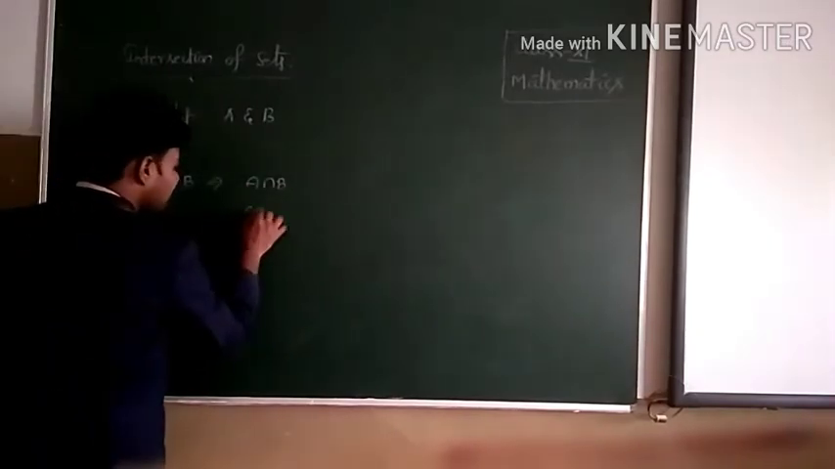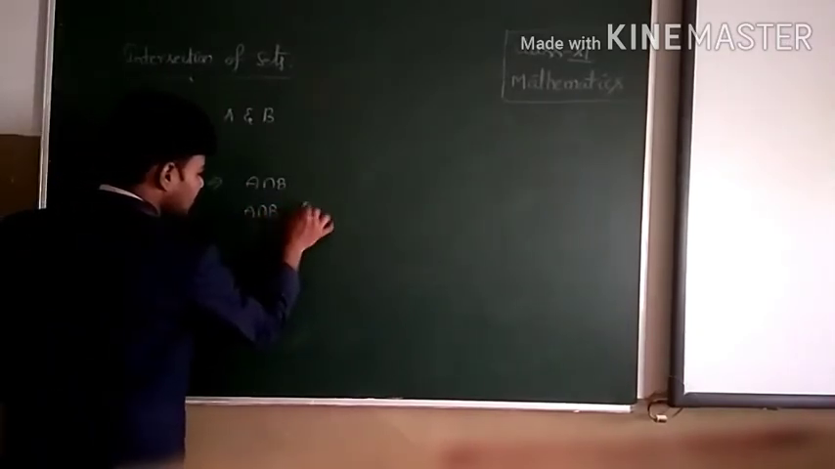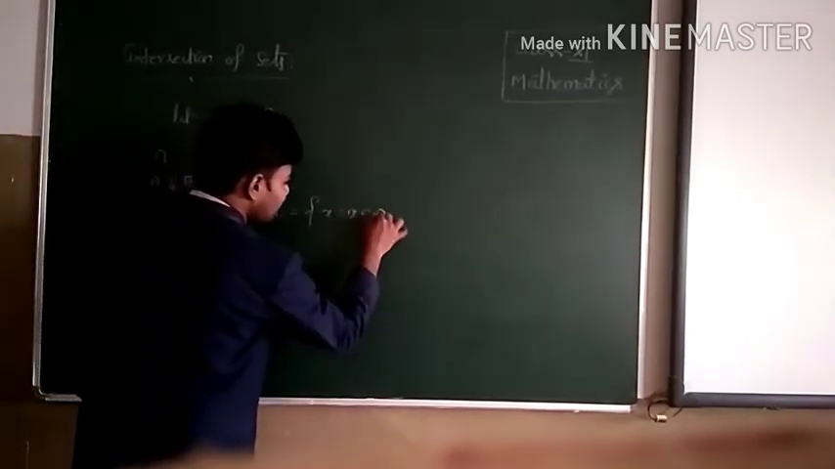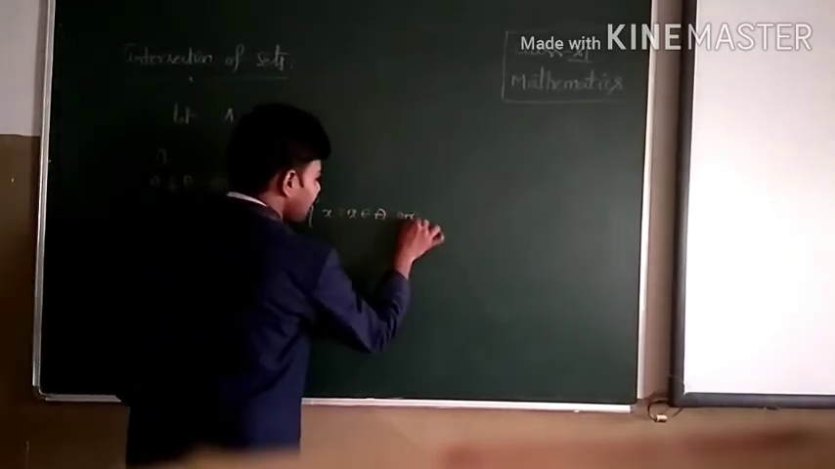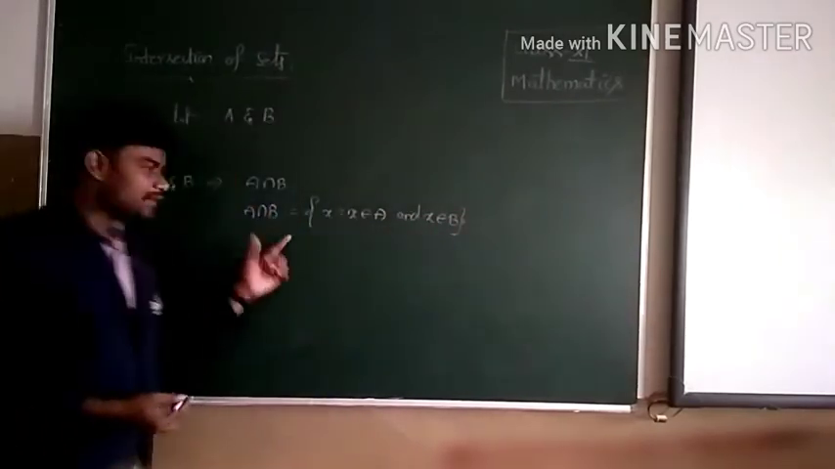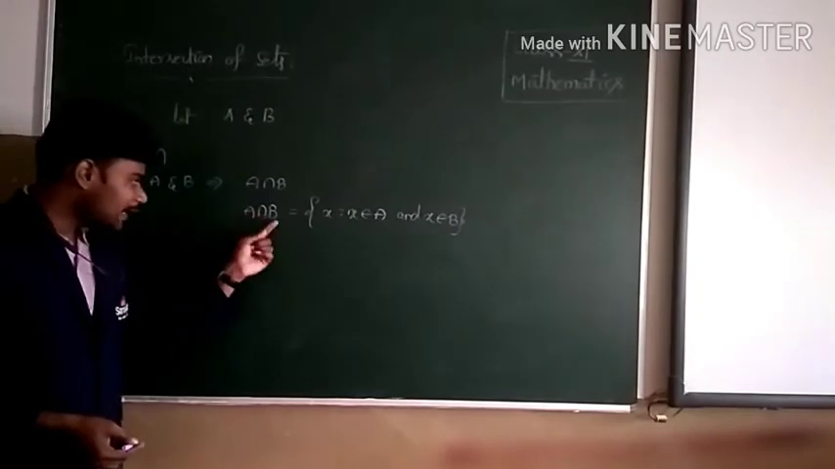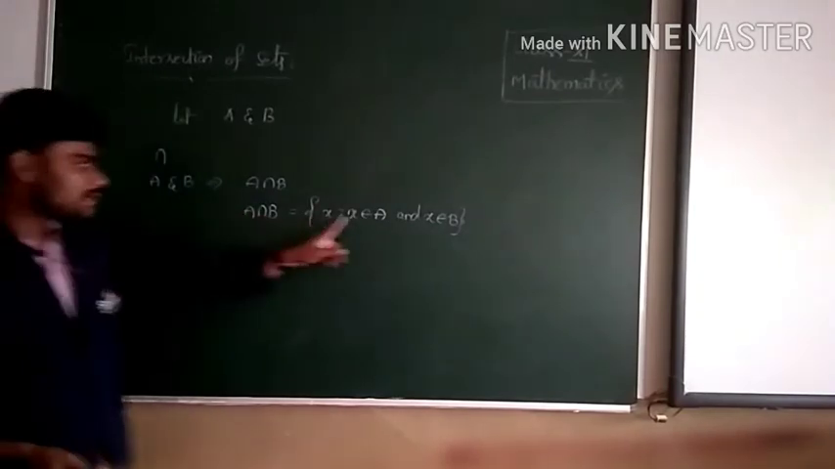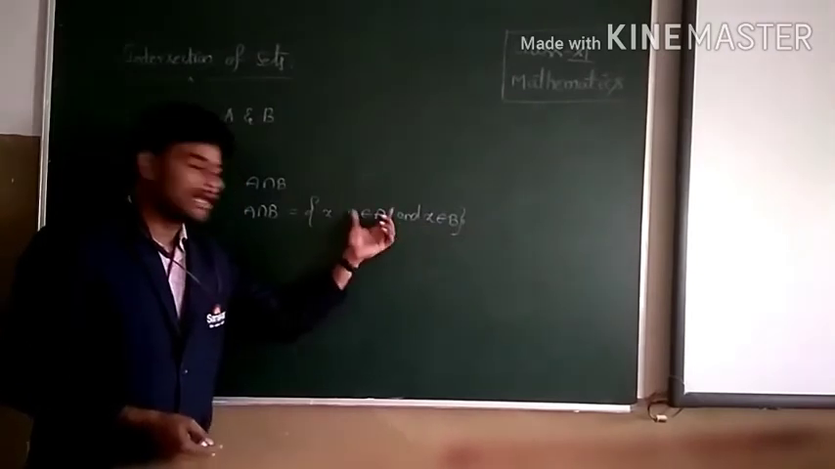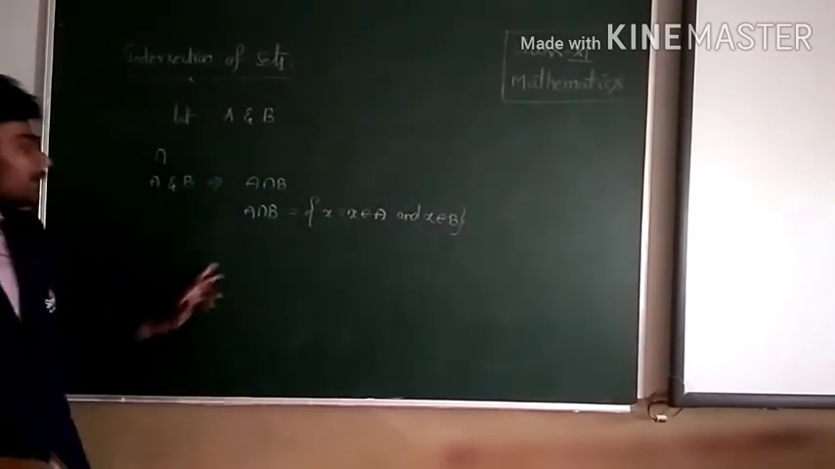In another way we can represent this. A intersection B is equal to {x such that x belongs to A and x belongs to B}. The meaning of this is that the intersection of A and B is the elements which are available in both A and B. It means the common elements in A and B.